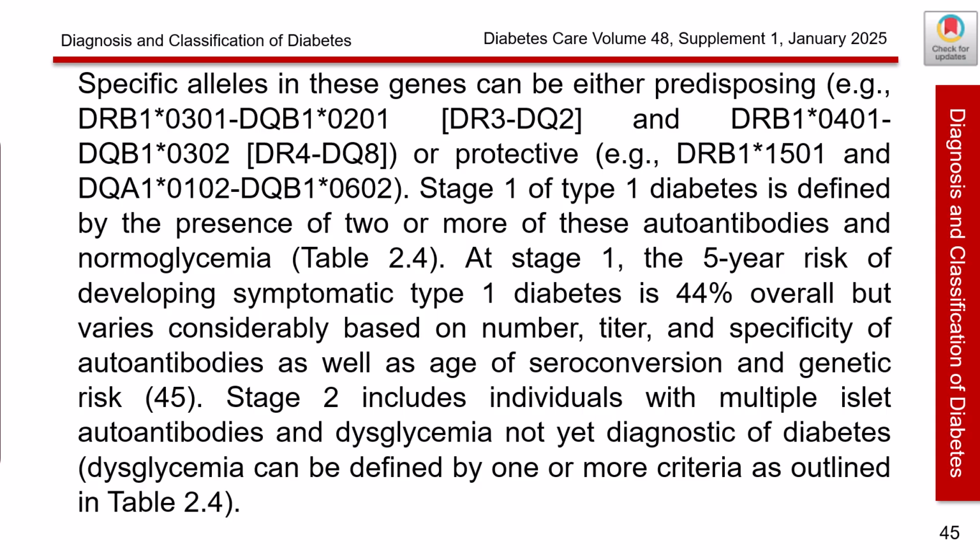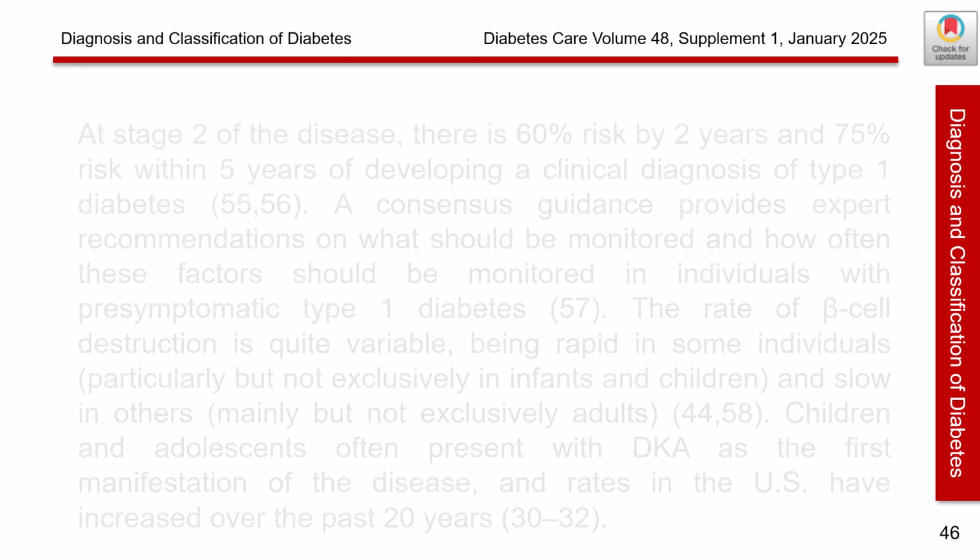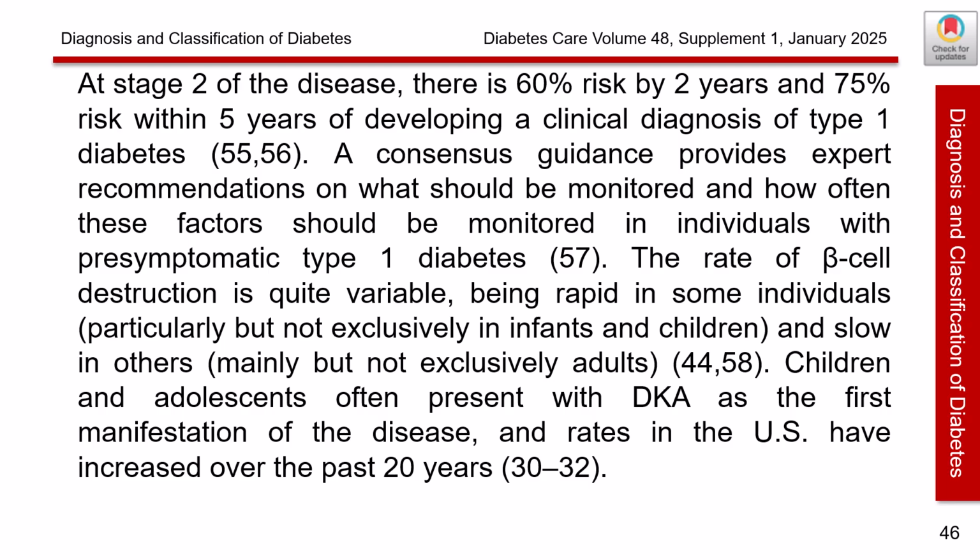Stage 2 includes individuals with multiple islet autoantibodies and dysglycemia not yet diagnostic of diabetes. At stage 2 of the disease, there is 60% risk by 2 years and 75% risk within 5 years of developing a clinical diagnosis of type 1 diabetes. A consensus guidance provides expert recommendations on what should be monitored and how often these factors should be monitored in individuals with pre-symptomatic type 1 diabetes.